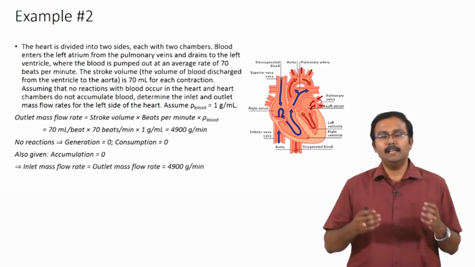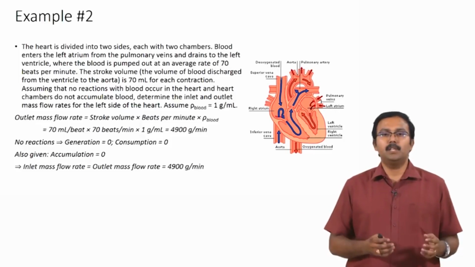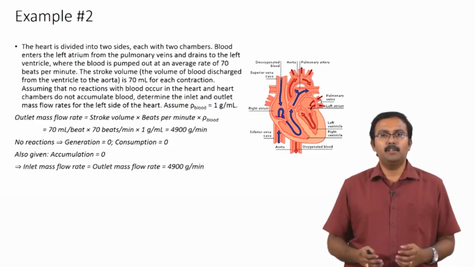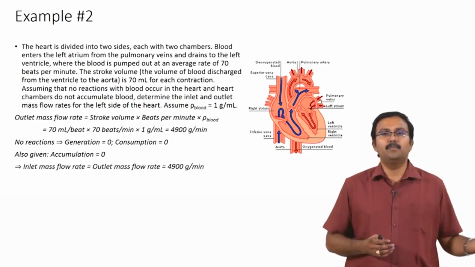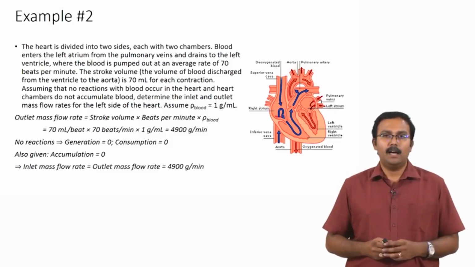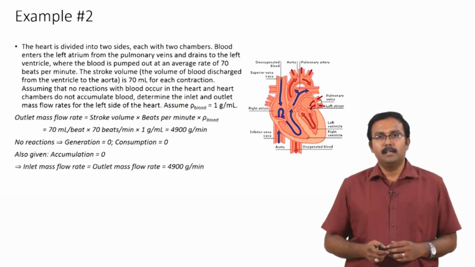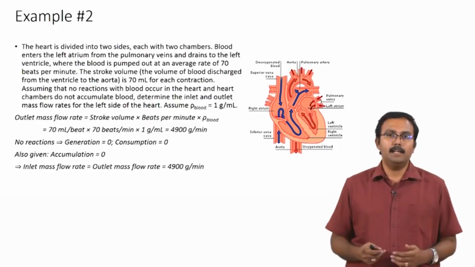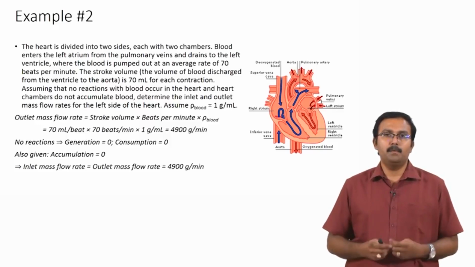So, both the inlet and outlet flow rates are 4900 grams per minute, and this problem could be solved with the same ease as we solved the problem with the air being filled for a tire. Although the problem looks complicated, breaking it down into the simpler terms which form the material balances makes it a very simple problem to solve.